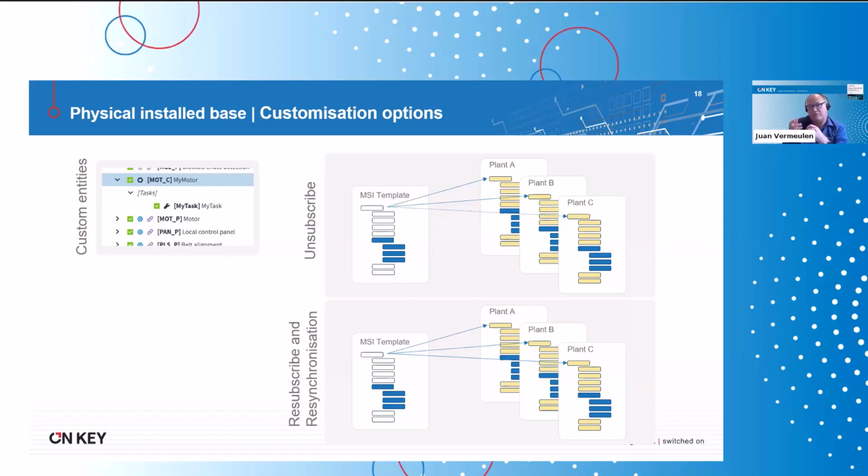So say plant A, plant B, plant C. All of them got the same conveyor system. But the person in plant C says, I'm happy with starting off with my blueprint from my MSI template, but I want to customize it further because I'm in a very different environment and I need to customize maintenance tasks. I need to customize my structure, add more things. I don't want it to be overwritten from changes from the type side. So in that case, there's a feature you can use, which is called unsubscribe.